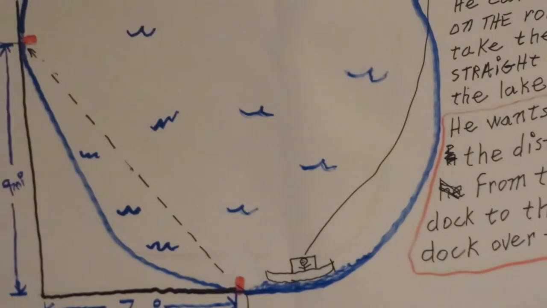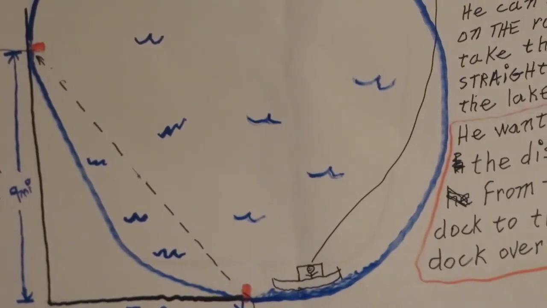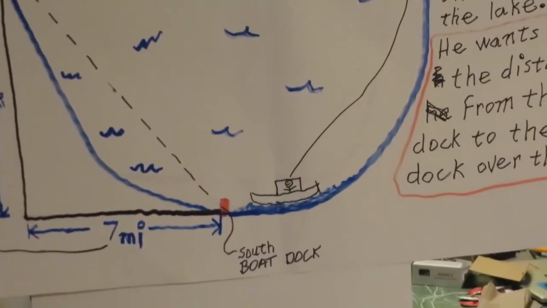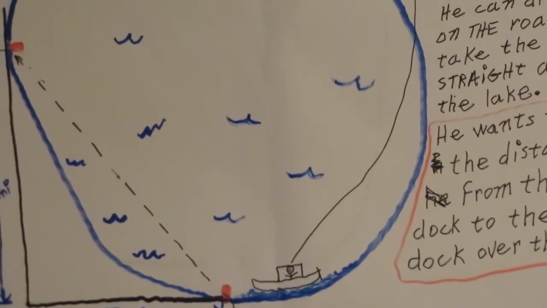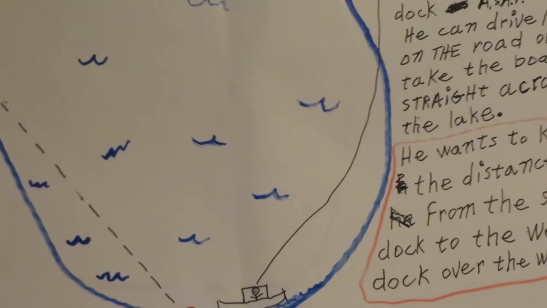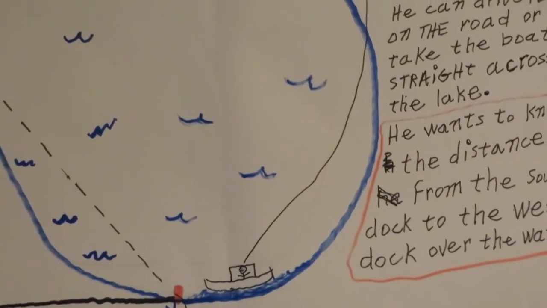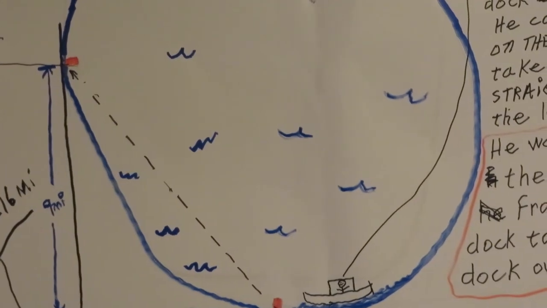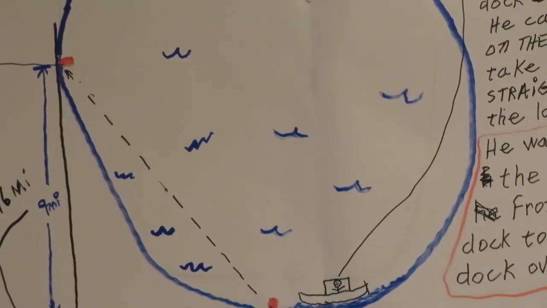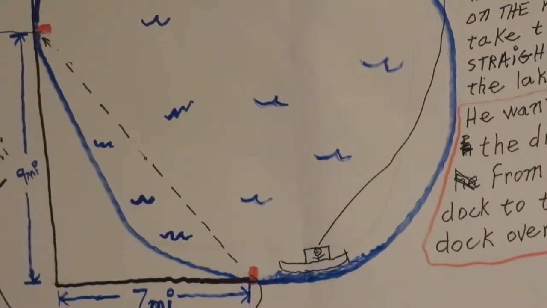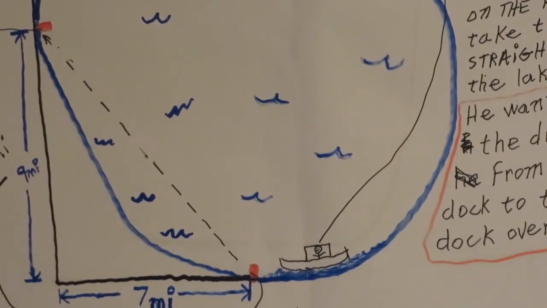So Bob calculates the distance from the south boat dock to the west boat dock is 11.4 miles, and he can do whatever calculations he needs in order to decide which way is the faster way across the lake, whether to get in his truck or whether to go in his boat. The boat may not go near as fast as a truck.